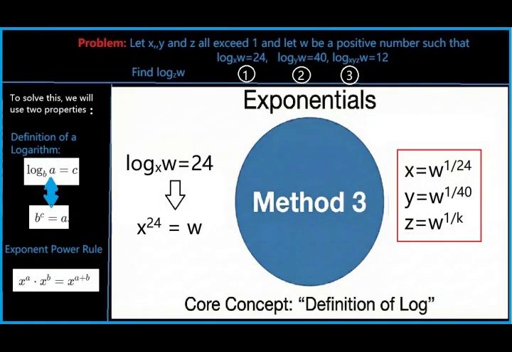Method 3 uses exponential form. Starting from the definition of a logarithm, we rewrite each logarithmic equation in exponential form, which lets us apply simple power rules. The core idea here is, go back to the definition of a logarithm. Now, let's walk through the details step by step.